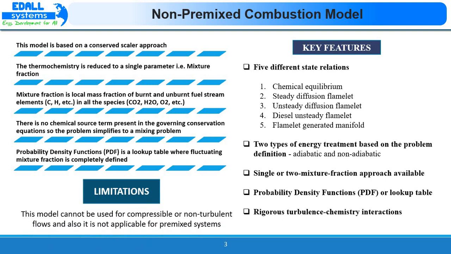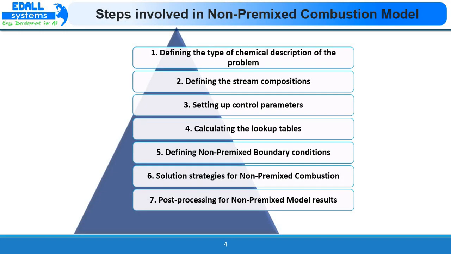Some of the limitations of this model are that it cannot be used for compressible or non-turbulent flows, and also it is not applicable for premixed systems. So now we'll see the steps involved in modeling the non-premixed combustion model. These are the complete 7 steps which we will go through in detail one by one, and we'll understand how these steps help us in defining the non-premixed combustion model.